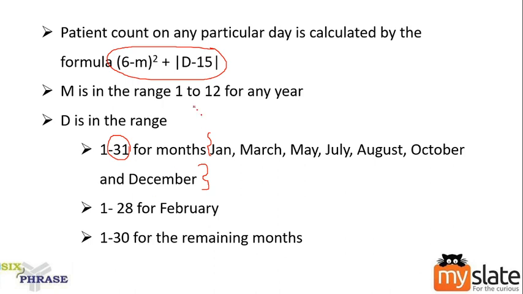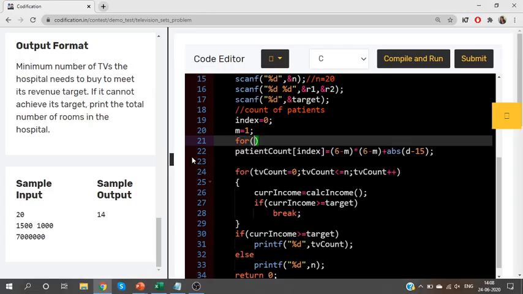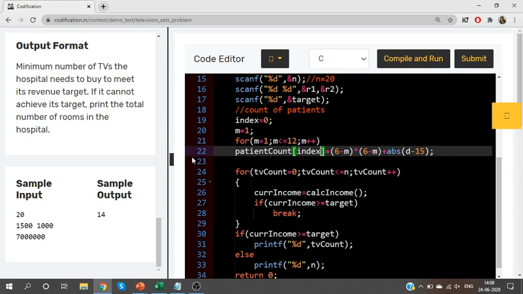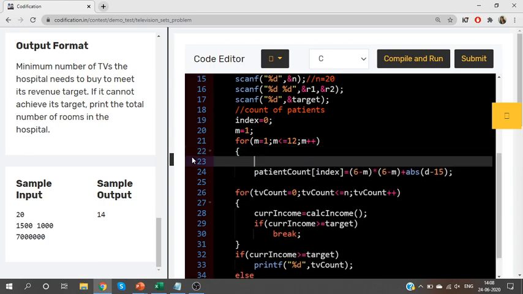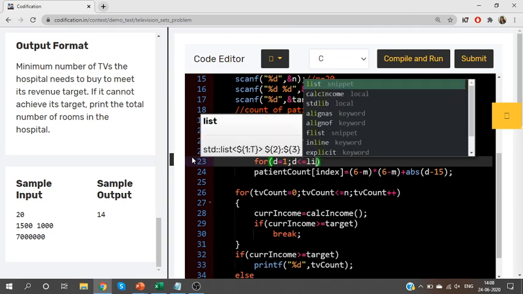Clear? So month will be in the range 1 to 12. For each month, you will have many days. These days will always start from 1, but the finishing value will be different. Clear? Month will be in the range 1 to 12. Days could be in different ranges. So we will have month from 1 to 12, and for each month, we will have a particular set of days.